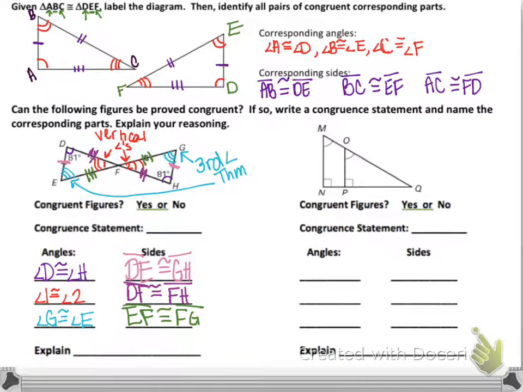So, since I have all my sets of corresponding angles congruent and all my sets of corresponding sides congruent, that means that, yes, they are congruent figures. So, in my explain, that's going to be all corresponding parts are congruent.